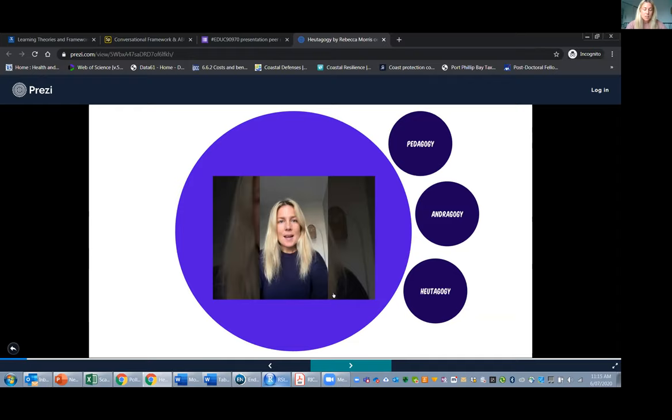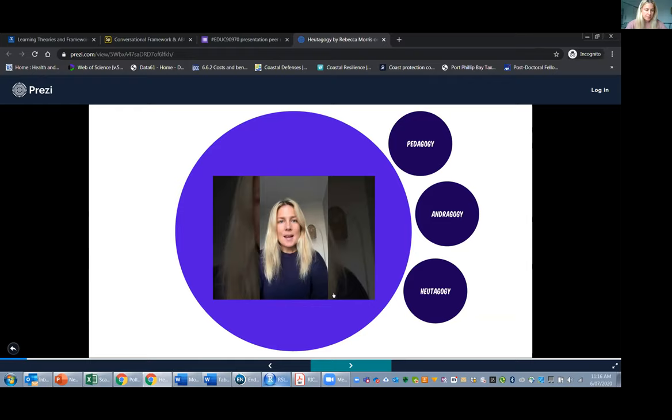So the teachers own the material. They are the creators of the material, and the aim is to provide students with basic skills that will underpin future experiences. In andragogy, it becomes a bit more self-directed. So the teachers become a mentor or a guide, and the learners are expected to find their own solutions to the task set.